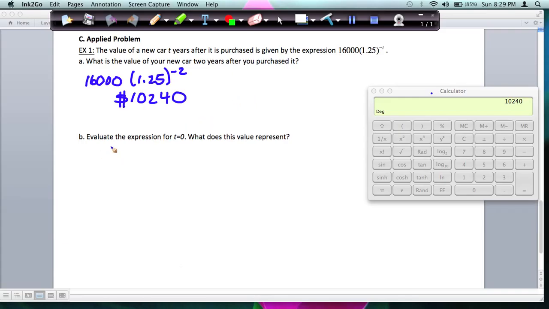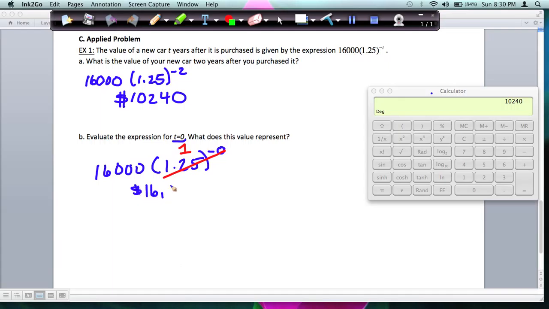The next problem says evaluate the expression for t equals 0. So I'll write this out, 16,000, then 1.25 raised to the negative 0, which is basically 0. And then I just want to remind you, you can use your calculator and you'll get the same answer, but anything to the 0 power, remember we just said that's 1, and 16,000 times 1 is just 16,000.